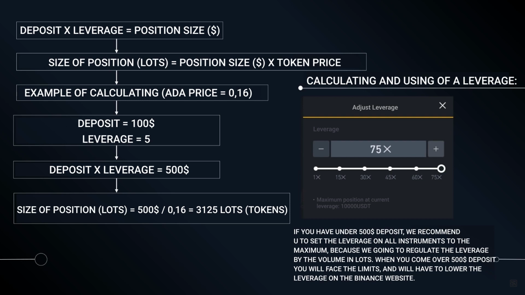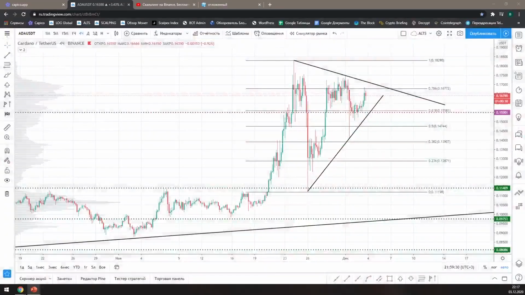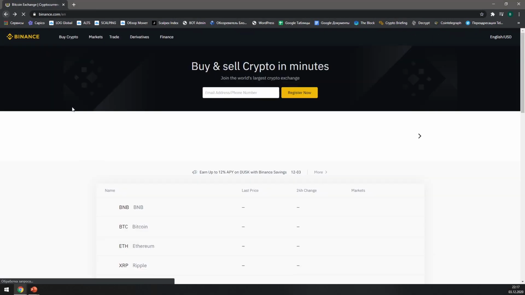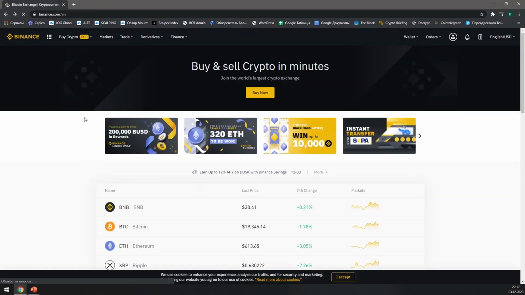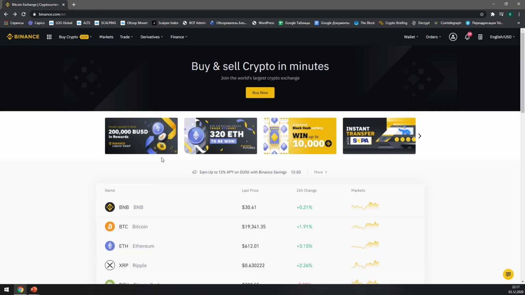Okay, guys, here we're going to the step of how to count leverage, working volume, and how to use the stop loss. All the examples here are things which I and other professional traders use. The first thing I want to start with is the Binance Exchange. Here we're going to understand how to set up the leverage.